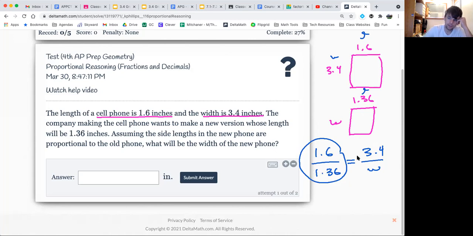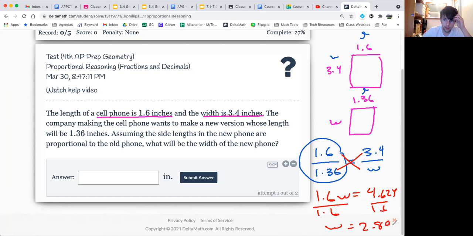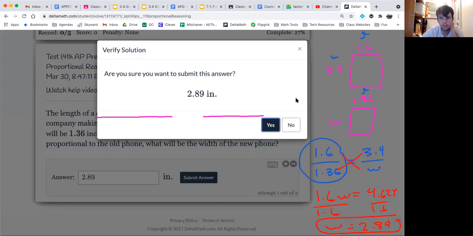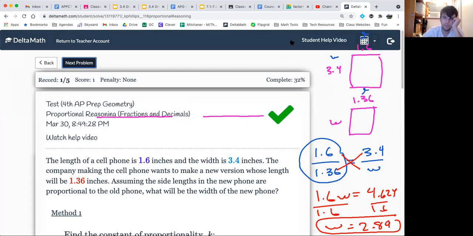Let's go ahead and solve this. We're going to do cross multiplying. 1.6W equals, multiplying that out, I get 4.624, and then we need to divide both sides by 1.6. So I get 2.89. All right, what is the width of the new phone? It doesn't tell us about rounding or anything, so we'll just type that in. 2.89 inches. Submit. Fingers crossed. Yep, got the right answer.